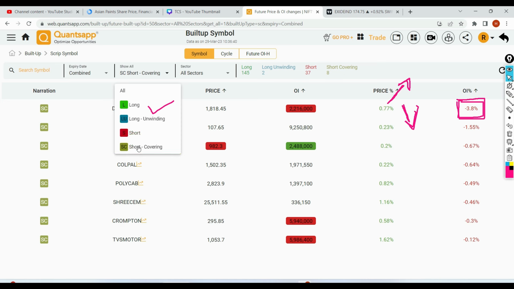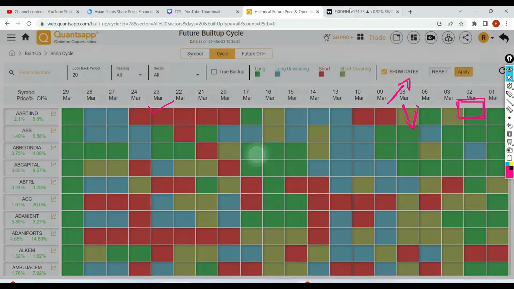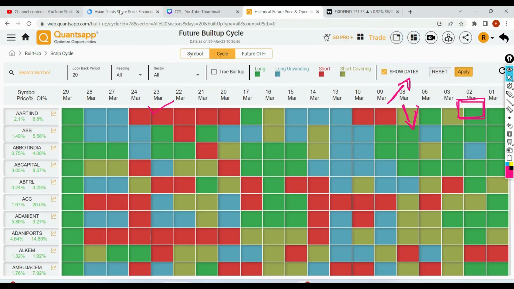What is the opposite of short built up, short covering? Price is going up, and the open interest is also reducing, because they expected the stock to come down, but the price is going up, so obviously the open interest will also decline. Got it? Now let me go back to the cycle, guys. Stay with me, you're going to learn something new.